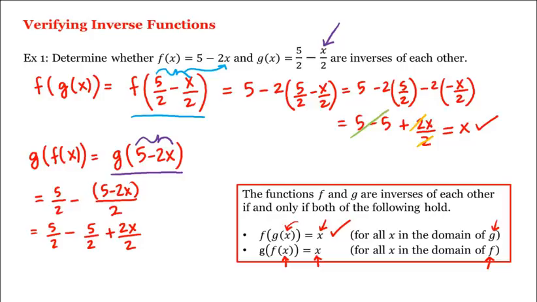And 5 halves minus 5 halves is 0. And then these 2's will cancel. And sure enough, we get x. So this second composition property is satisfied as well. So yes, f and g are inverses of each other. That is, we can say that f is equal to g inverse, and g is equal to f inverse.